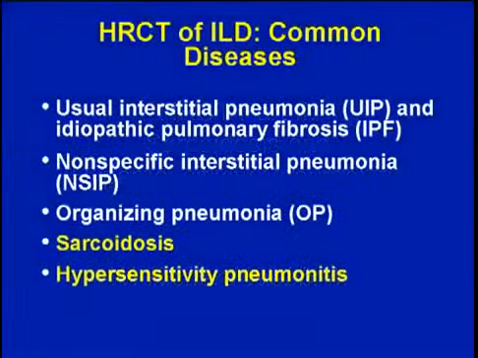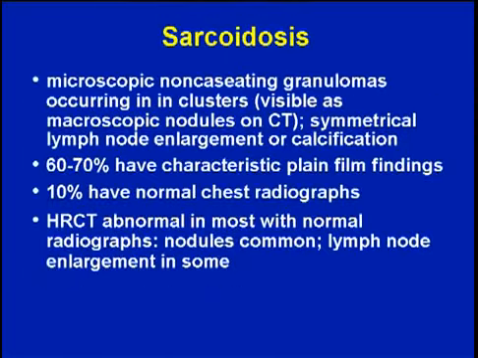In the first presentation this morning, I discussed UIP, nonspecific interstitial pneumonia, and organizing pneumonia. They're the three most common interstitial pneumonias I see in clinical practice. The other two diseases that I see very commonly and commonly get confused with interstitial pneumonias because of presenting symptoms are sarcoid and hypersensitivity pneumonitis, and I will be discussing both of those in this talk.